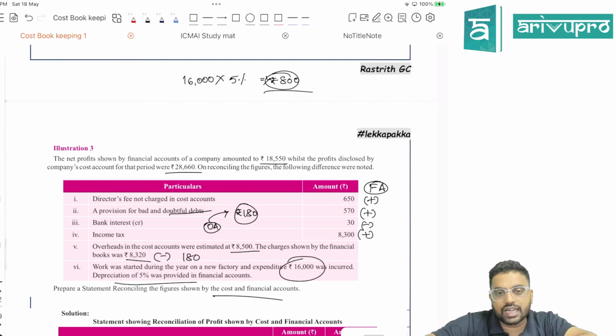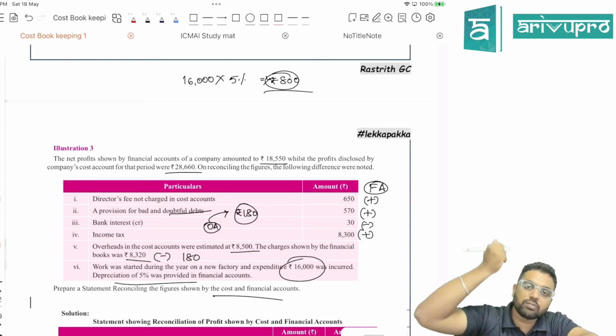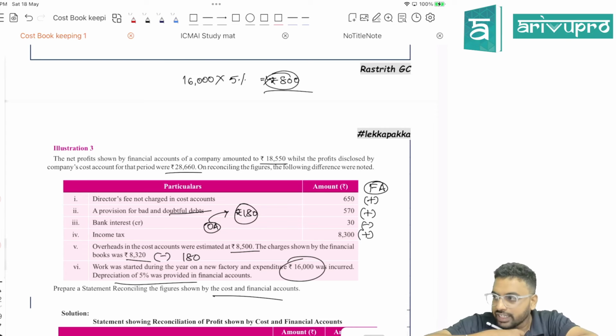Because of which, sir, what happened to profit? Profit decreased in the financial account. In cost accounting, did anything happen? Nothing has happened. So what you should do, sir? We are trying to reach the cost profit. In the cost book we have done nothing, but in our books we reduced the profit. Now add it back.